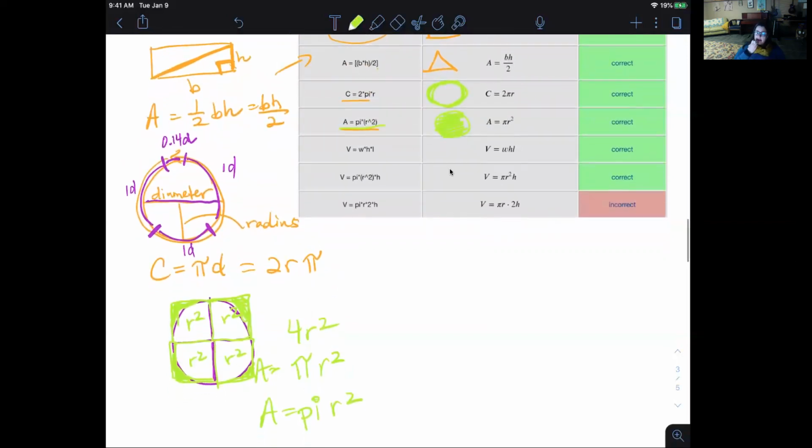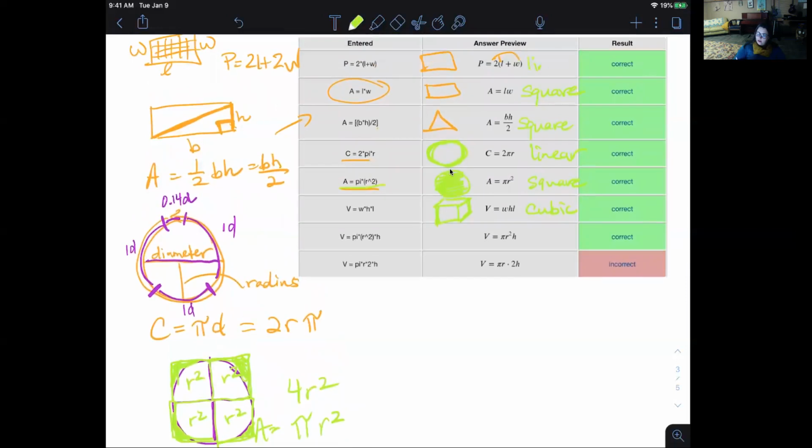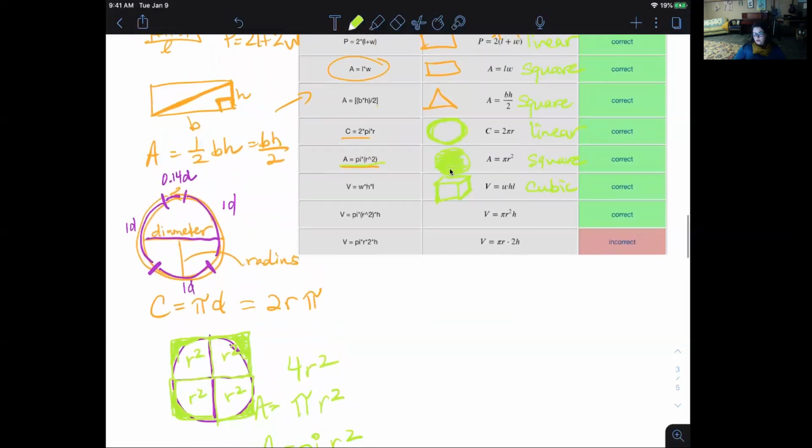Now we talked about the volume of a rectangular prism, and volume is how much would fit inside. That's going to be 3-dimensional, and these units are cubic. These units are square for area. Area is also always a square unit. And circumference and perimeter are going to be linear, so that would be something like feet.